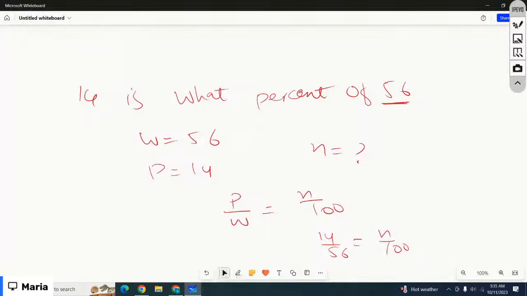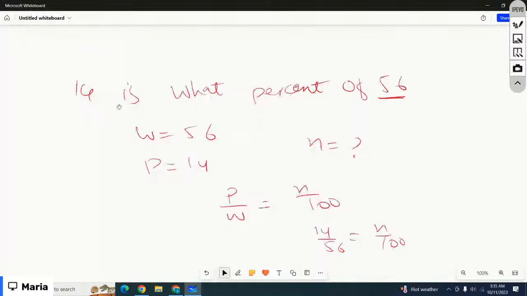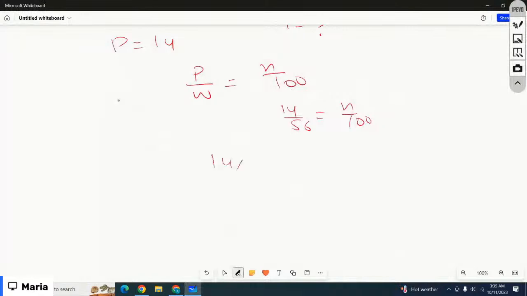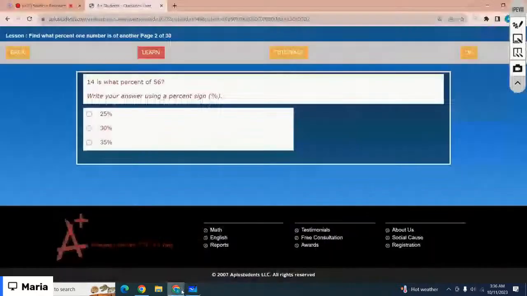Just do cross multiplication, multiply 100 to 14. That would be 14 times 100 over 56, right? Just do calculations. 1400 divided by 56 is 25. That means 14 is 25% of 56. Got it? Basically, you need to follow the same proportion. You just need to understand the question, right? What you have to find.